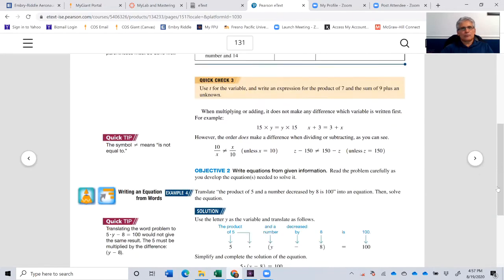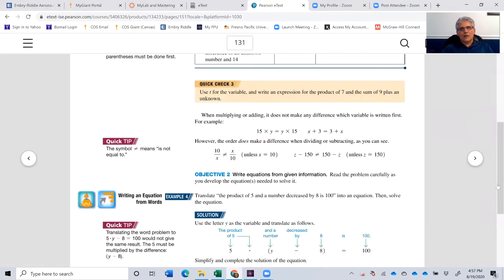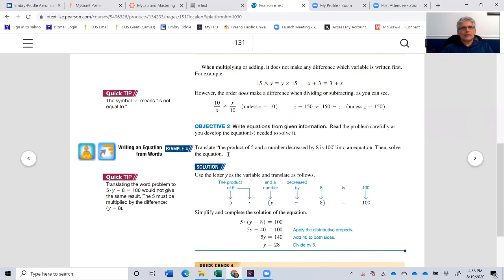Moving on to example number 4. Translate: the product of 5 and a number decreased by 8 is 100. So this is an entire equation. It's not just an expression. We're adding an equal sign to it so that it becomes an equation. So the product of 5 and a number decreased by 8 is 100.